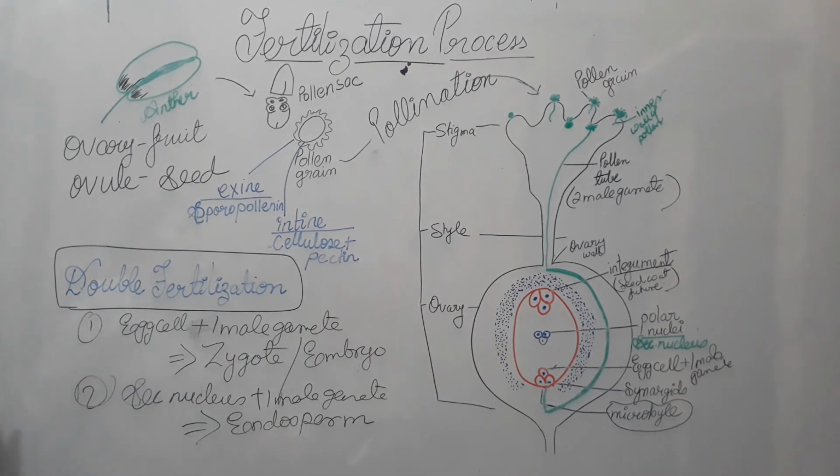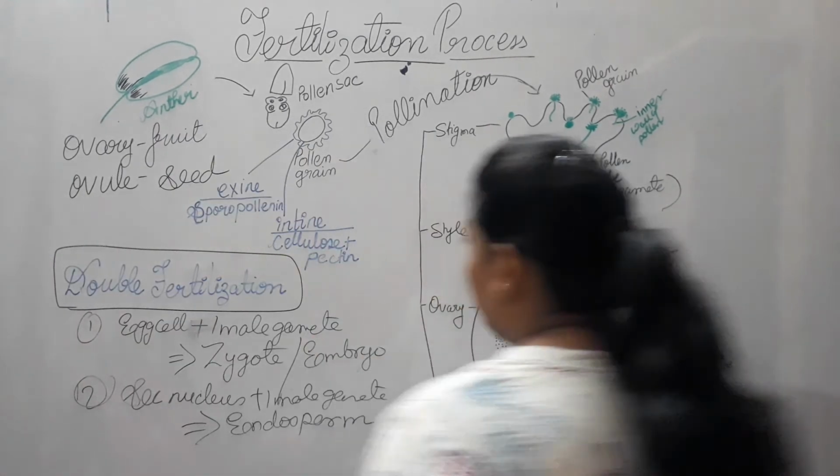So this is the double fertilization process which happens in angiosperms. So I hope you have got through this.